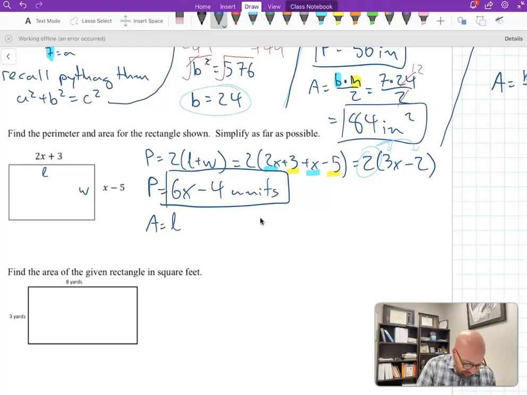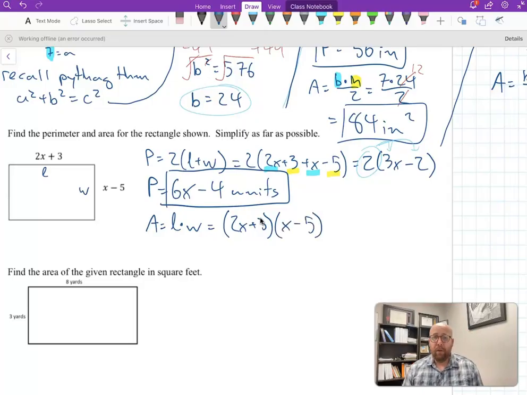All right, let's talk about area. Area is length times width. So we're going to take 2x plus 3, and we're going to multiply by x minus 5. So what do we have? We have a binomial times a binomial. We're going to FOIL or distribute. I like to draw my arrows to indicate what I'm going to be multiplying.